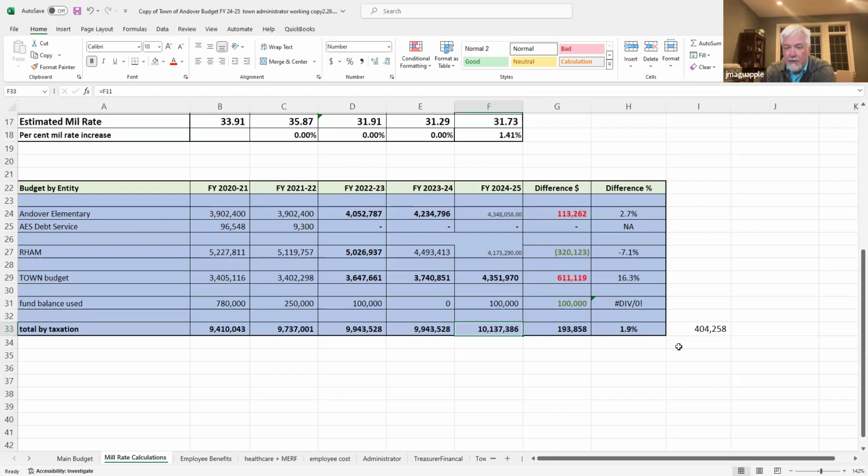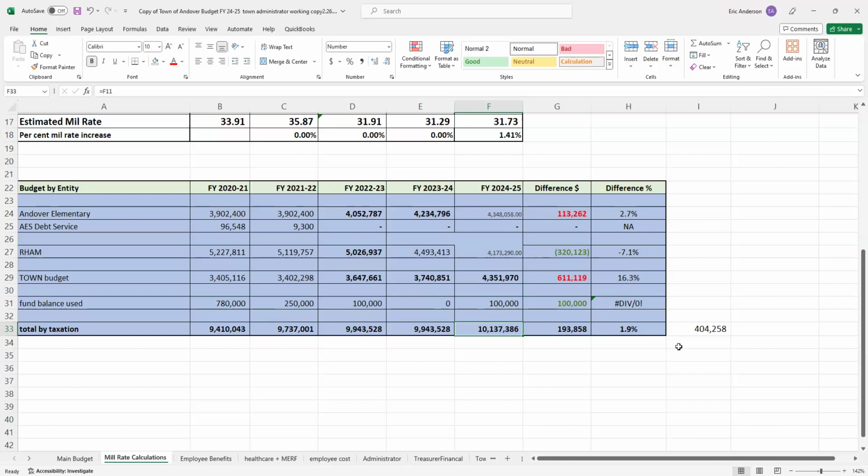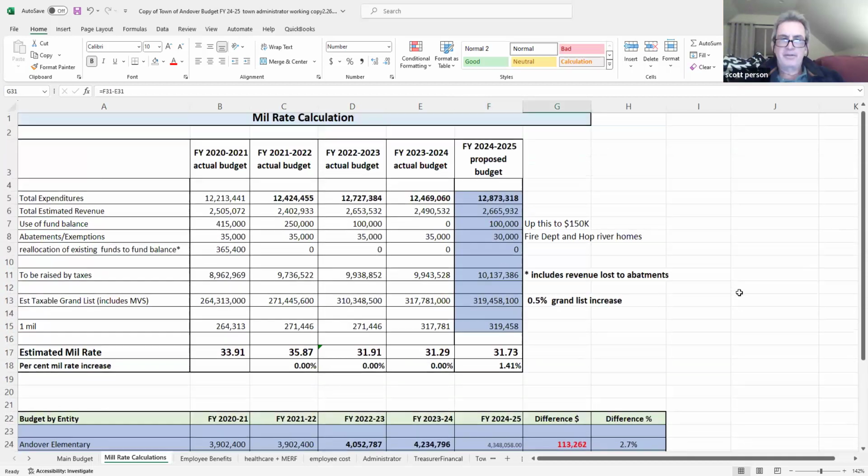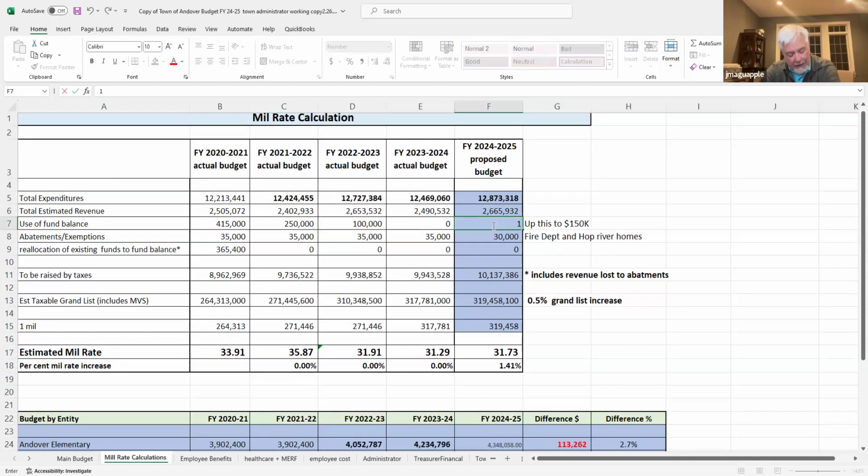Jeff, if you want to make the motion for 150, I'll take mine off the table. I'll just amend your motion from 200 to 150. I'll second still. Okay, further discussion on that? All right, all those in favor of the $150,000 use of fund balance? Aye. Aye.